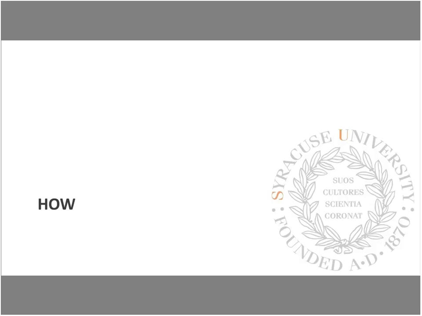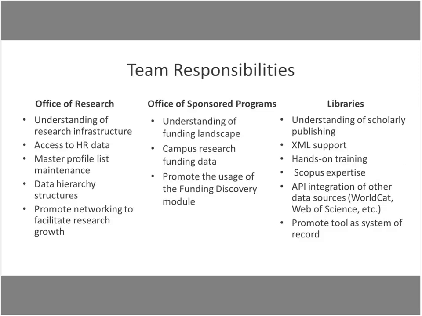So how did we do it? At Syracuse University, we took a team approach to implementing the system. It would not have been possible for us to do it without this team made up of the Office of Research, the Office of Sponsored Programs, and the libraries. The three parts were involved from the very beginning, and we're still involved today in the administration of the system.